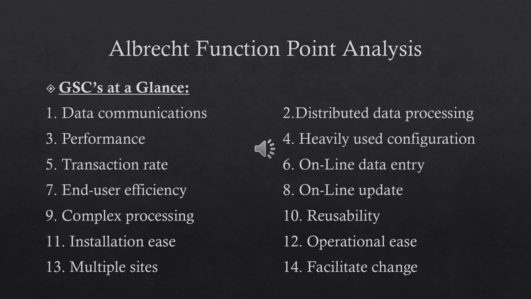So here we went through the 14 general system characteristics. They are data communications, distributed data processing, performance, heavily used configuration, transaction rate, online data entry, end user efficiency, online update, complex processing, reusability, installation ease, operational ease, multiple sites and facilitate change.